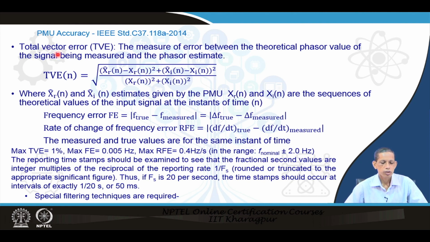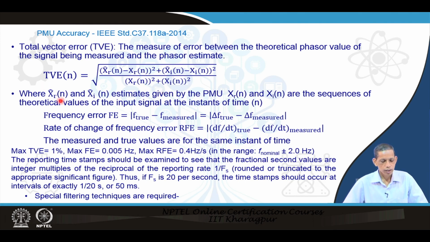Define an index, total vector error, TVE, which is the measure of the error between the theoretical phasor value of the signal being measured and the phasor estimate, that is, the true value and the estimated value. So TVE at the nth instant equals the square root of: the real part of the estimated value minus the real part of the true value squared, plus the imaginary part of the estimated value minus the imaginary part of the true value squared, upon the true value real part squared plus imaginary part squared.